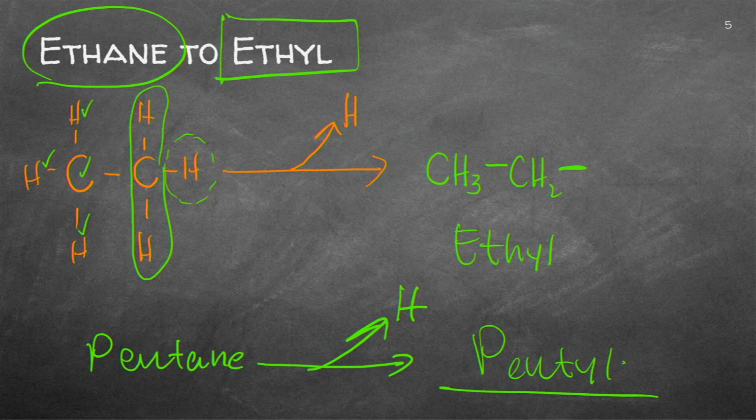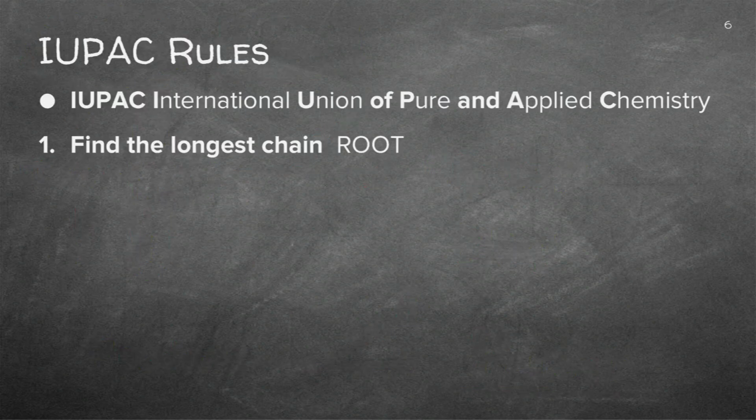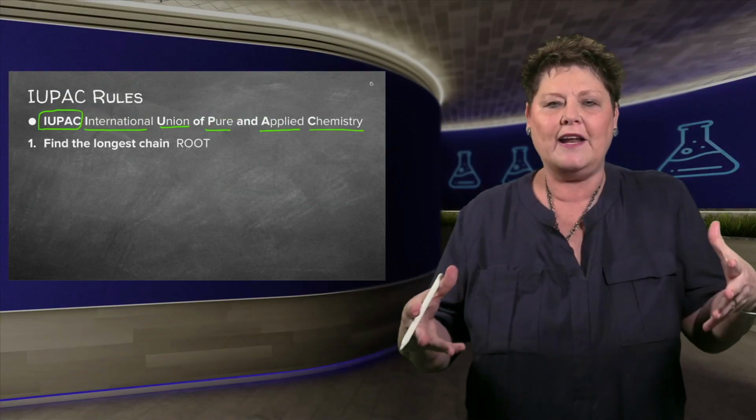Right, let's have a look. Firstly, we have to name these, and as I said just now, according to rules. Now we've got the IUPAC. The IUPAC is the International Union of Pure and Applied Chemistry. So that's an organization which is international.